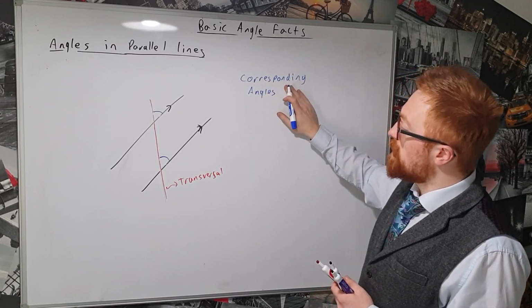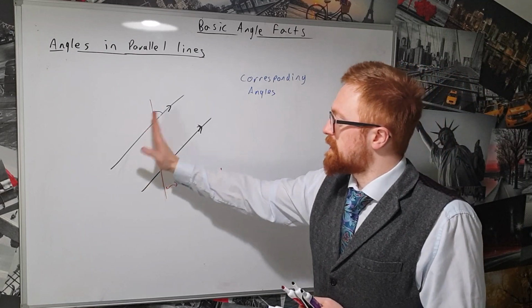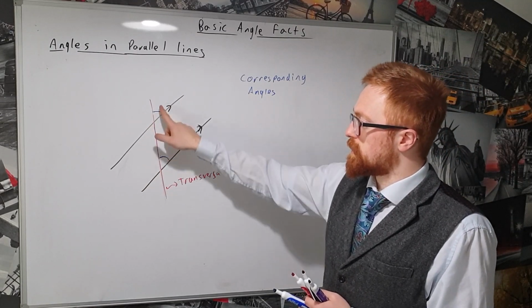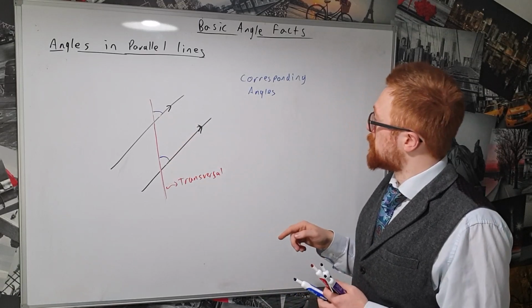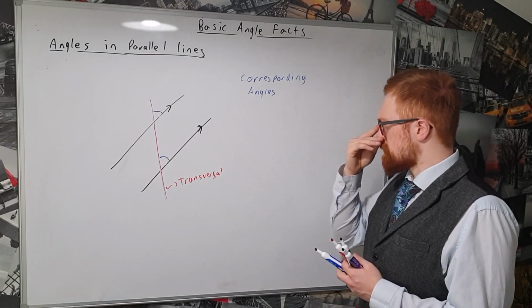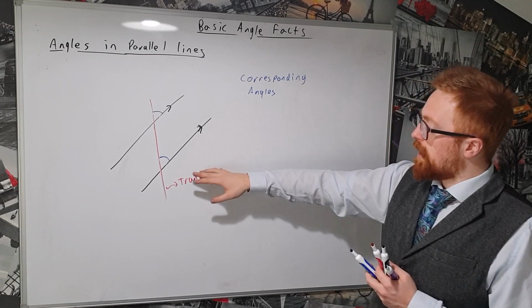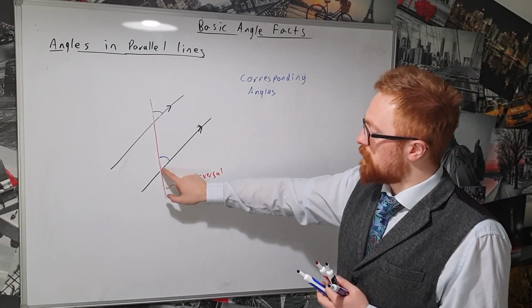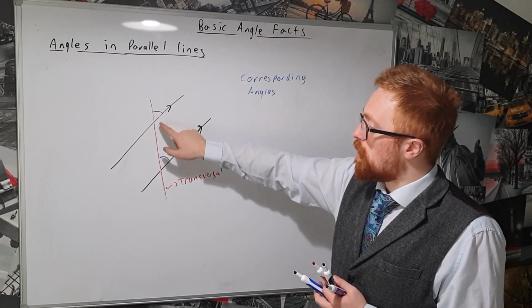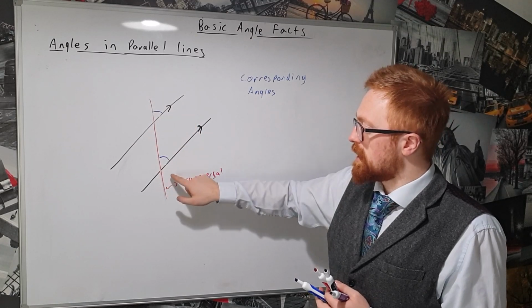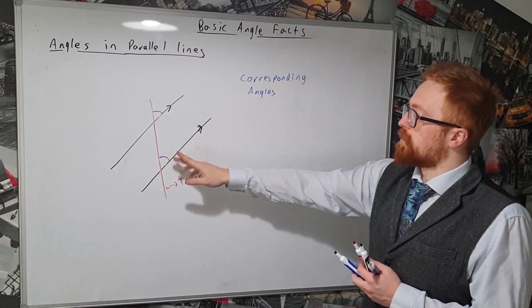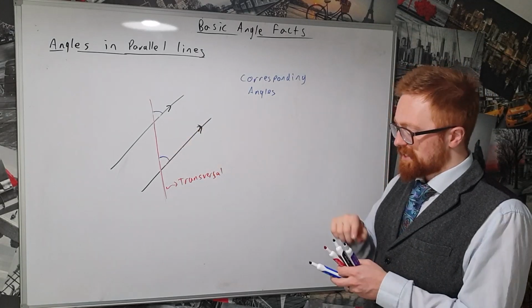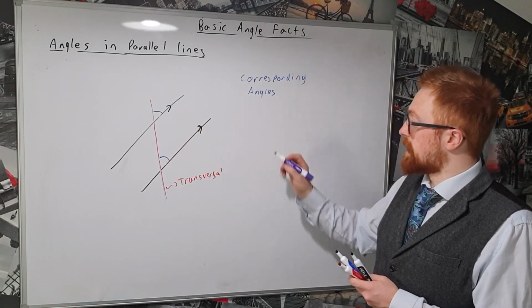And they're corresponding angles because they're on the same side of the transversal as each other. So they're both on the right-hand side of the transversal, which means that they're corresponding angles. And they are the same. And as a general rule of thumb, along a single transversal, all of your acute angles are going to be the same and all of your obtuse angles are going to be the same. But you do need to know whether they're corresponding or the second one we're going to look at, which is alternate angles.